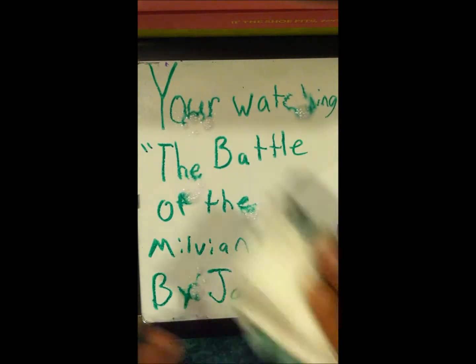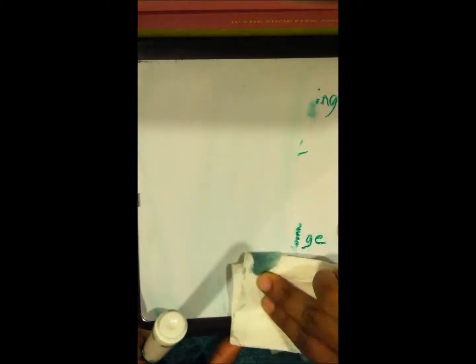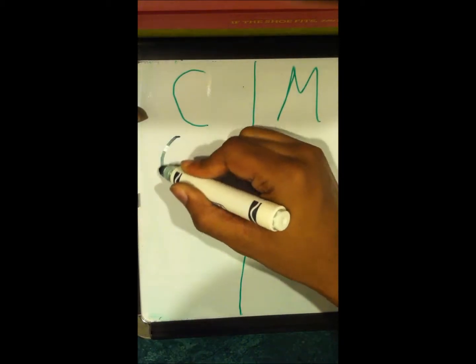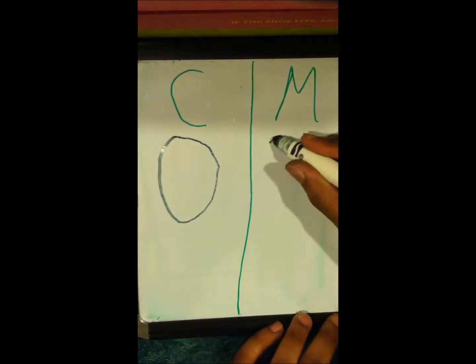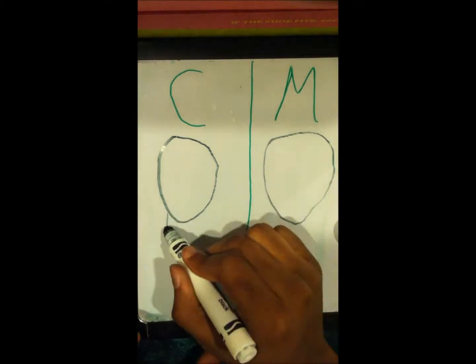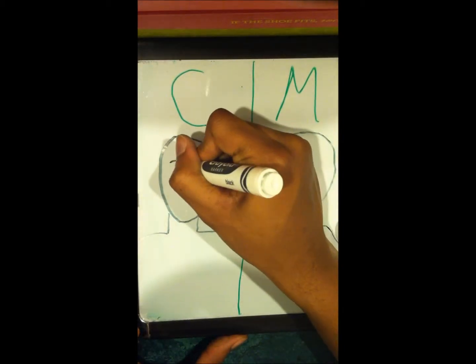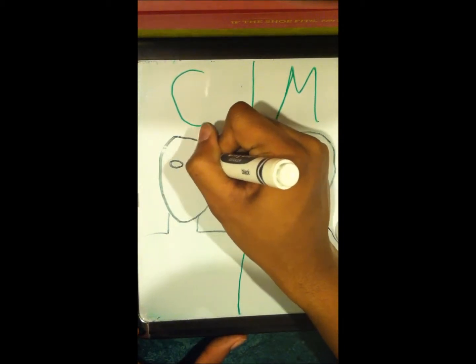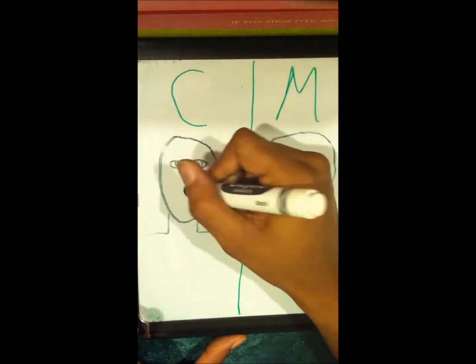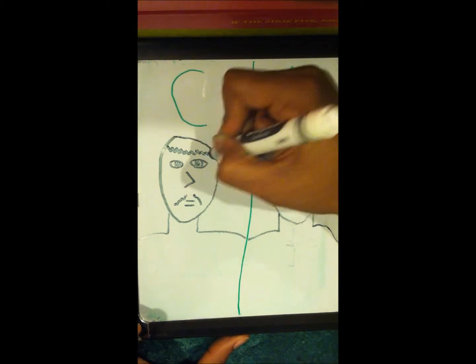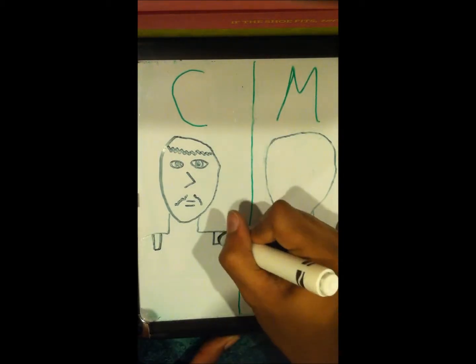For my fourth quarter junior project, I decided to do the Battle of the Milvian Bridge. Why? Because I was there. The Battle of the Milvian Bridge was between two Roman emperors, Constantine I and Maxentius, on October 28th, the year 312. Now this battle gets its name from the Milvian Bridge, which was an important route over the Tiber River.